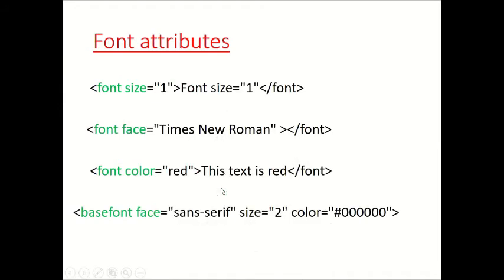Font attribute. This is the example. You can see font size, and here we are explaining the attribute size. Font face. This is Times New Roman. Yes, it will render Times New Roman to the text. This one will render size 1. Font color will render red. Base font here, we integrate all in one. Sans serif, size is 2, color is black, 000.